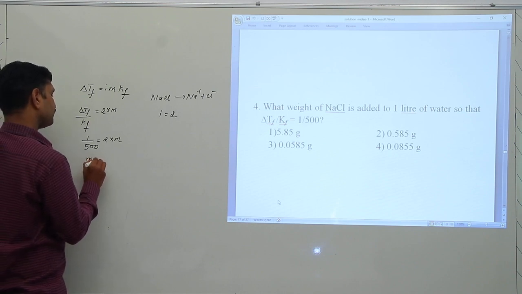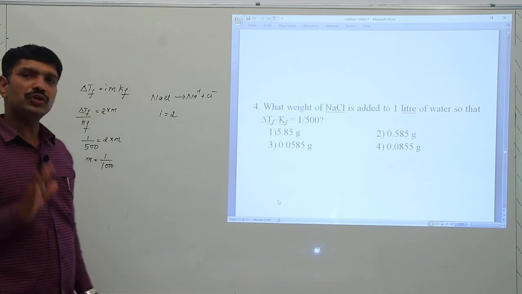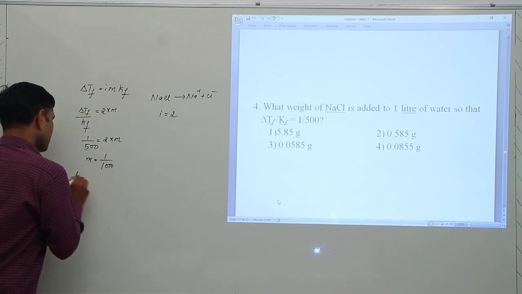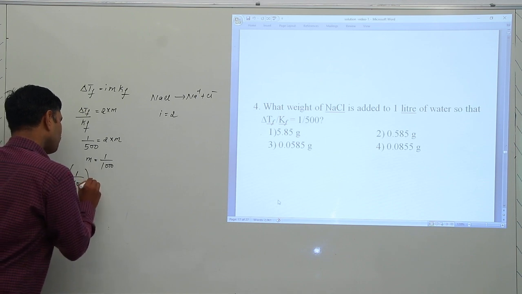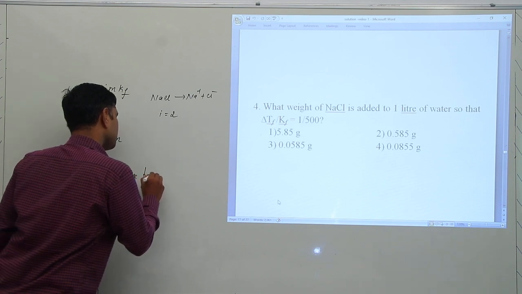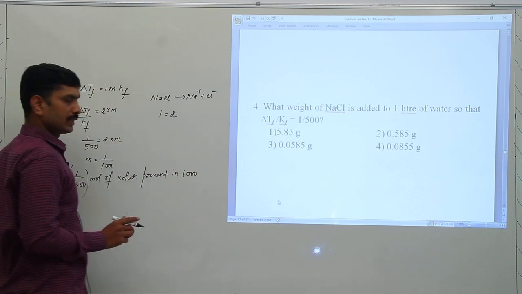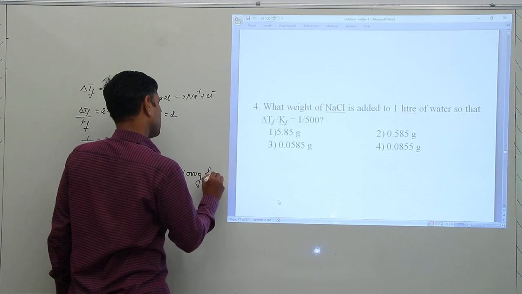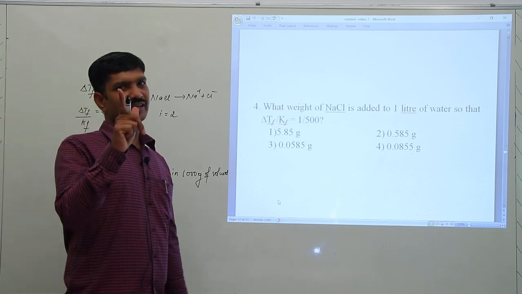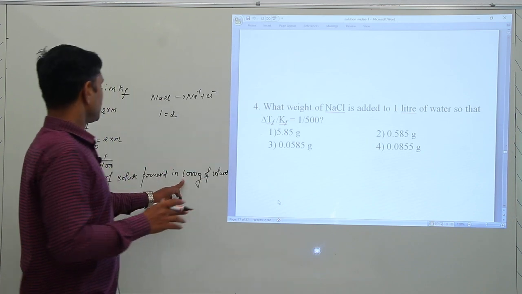So M is equal to 1 by 1000. Here we get molality as 1 by 1000. What is the meaning of M equal to 1 by 1000? Actually, 1 by 1000 mole of solute is present in 1000 gram of solvent. This is given as 1 liter of water, because they consider density as 1. Density is equal to mass by volume. If we consider density is 1, then it's correct: 1000 gram of solvent.